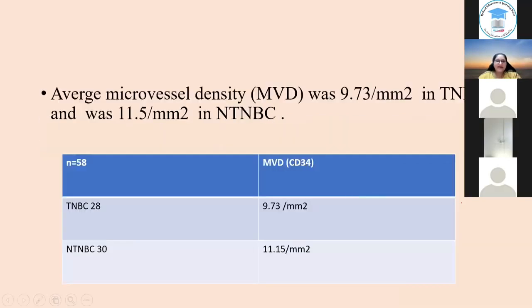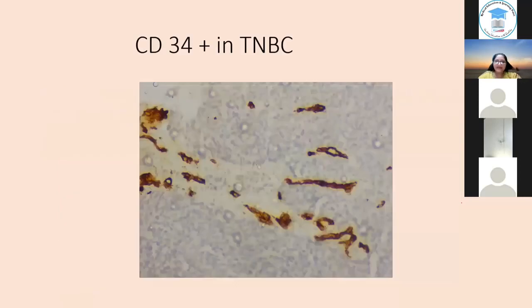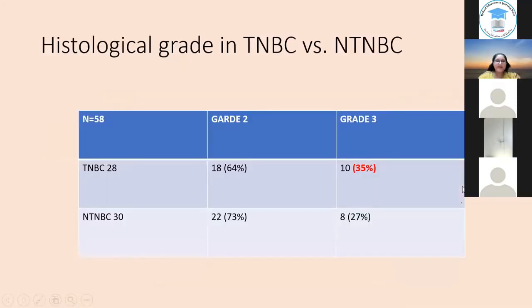Okay, so coming on to the next part of our research, we compared the microvessel density, and microvessel density was 9.73 per millimeter square and 11.15 per millimeter square in TNBC and NTNBC respectively, and it was not statistically significant. So we put CD34 to find out the MVD, and these vessels are beautifully highlighted by CD34.